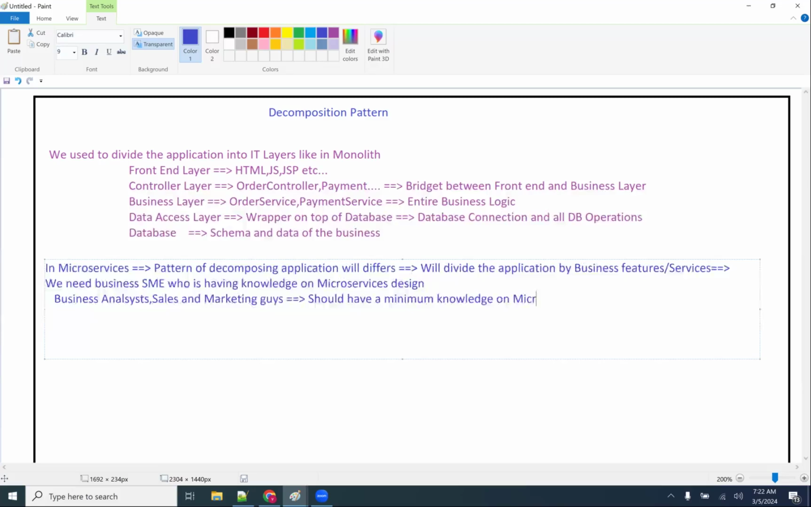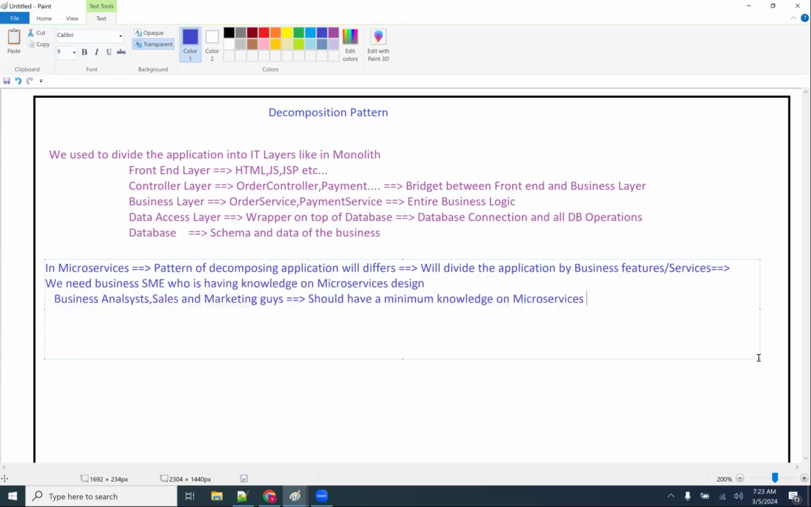This is how the requirement came, guys. If you go to any job portal, business analysts or sales guys or marketing guys should have an idea on microservices. I mean, they will not code, but they should know what a microservice is, how it works, and what the benefit is. Theoretical knowledge they require here. Okay, 70% idea on the business, 30% idea on the architecture.